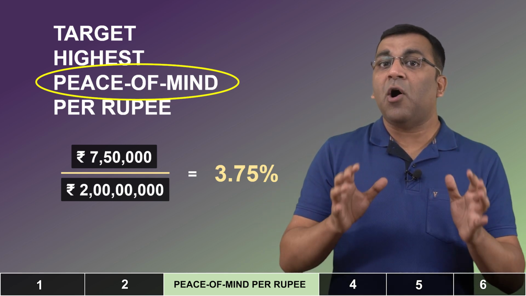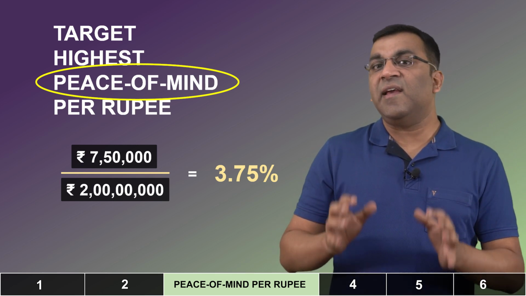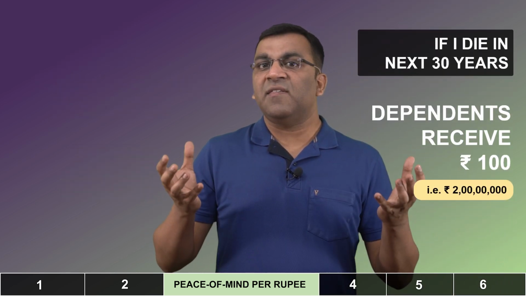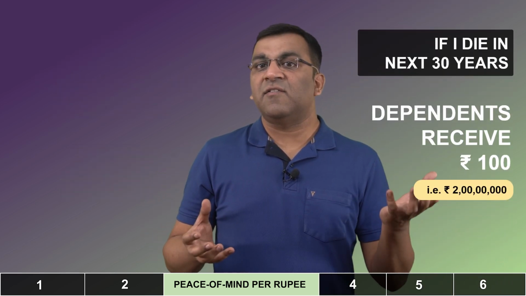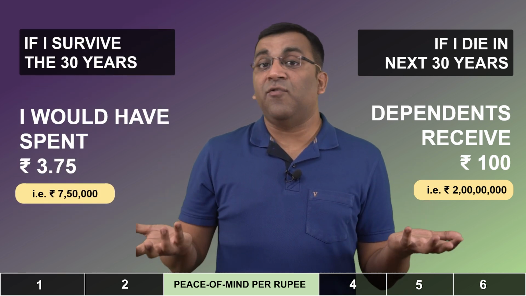Which means I had bought peace of mind for the next 30 years that my dependents will be taken care of for a mere 4% of the coverage. On a trade-off basis, if I die in the next 30 years, my family gets 100 rupees, and if I don't die, I would have spent 4 rupees.